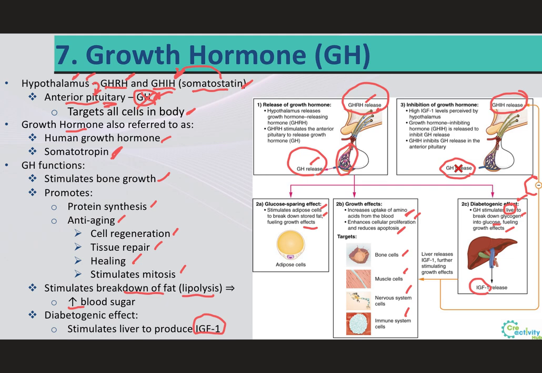And abnormally low levels of growth hormone in children can cause growth impairment as well, which is a disorder called pituitary dwarfism and is also known as growth hormone deficiency. So the individuals don't grow as much as a normal individual.